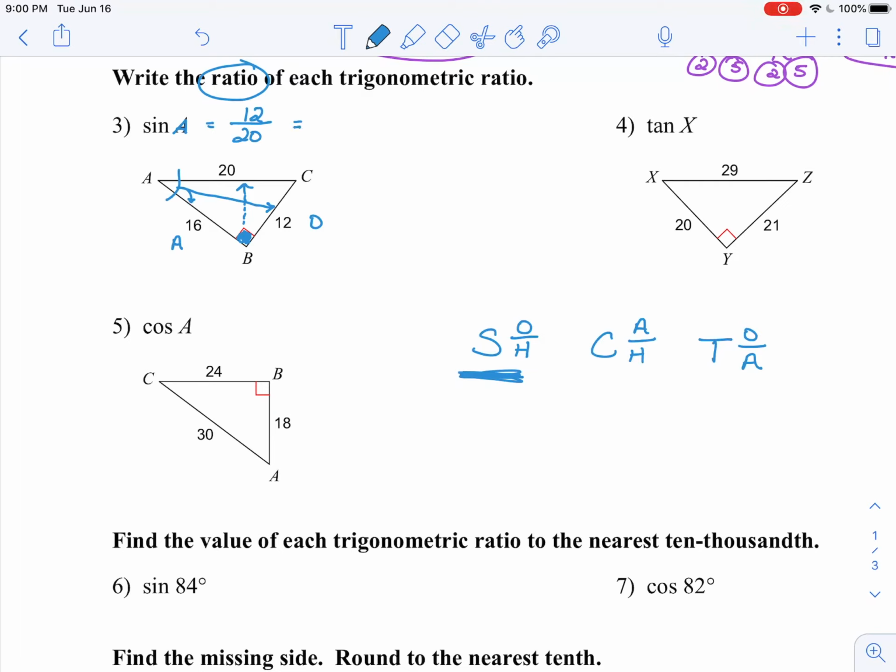And then since I did write a fraction, I should reduce it. If I do 12 divided by 2, 20 divided by 2, 6 divided by 2, 10 divided by 2, I get 3/5.